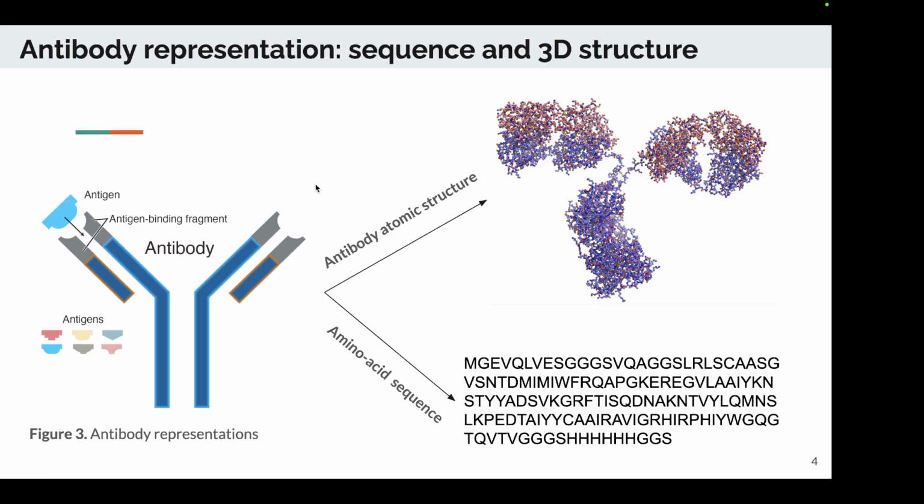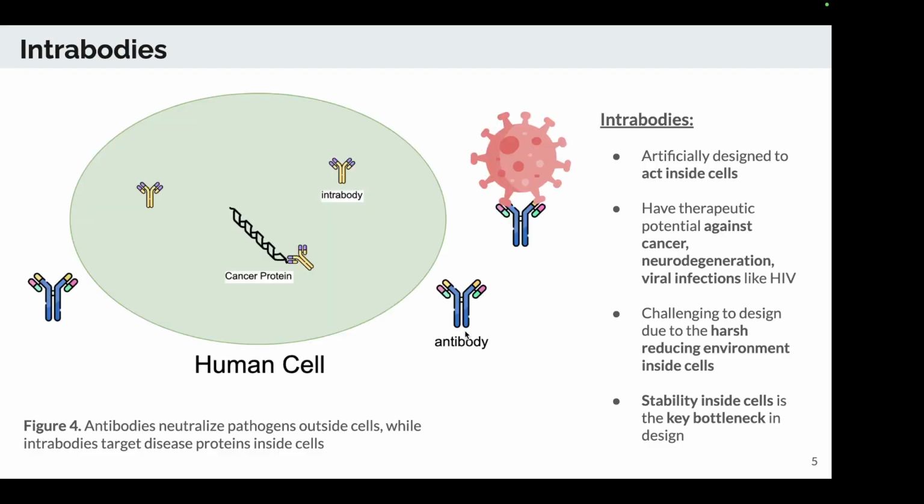For the sake of this project, we can think that there are two main ways to present an antibody computationally. First, we can present it as a set of atoms with their coordinates relative to each other, and we get a 3D structure of this antibody, or we can present it in a much simpler way as a sequence of amino acids that make up this antibody, and in this way it will just be a short text.